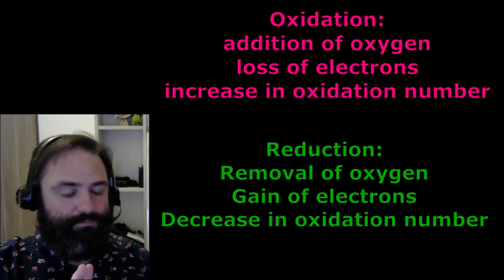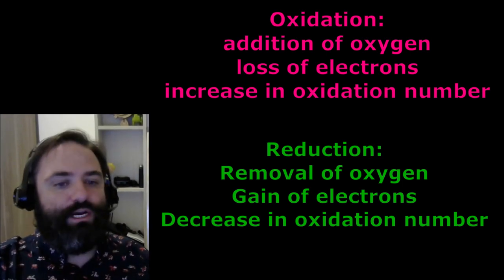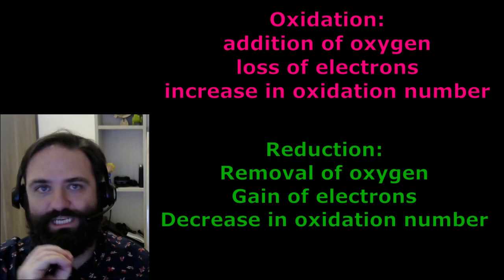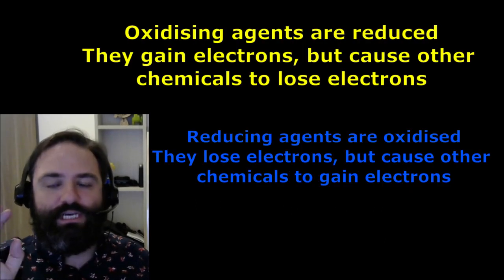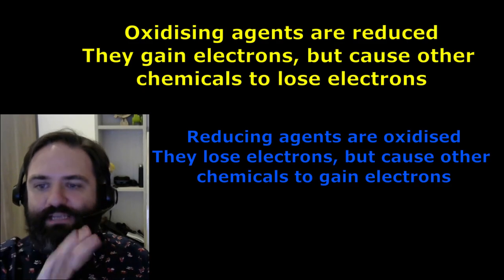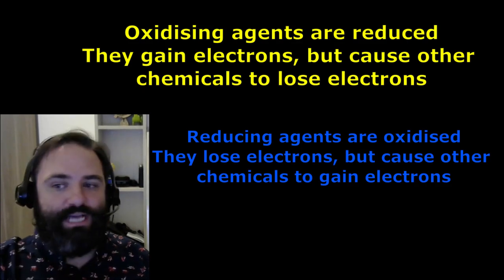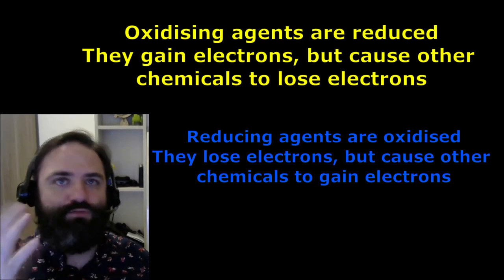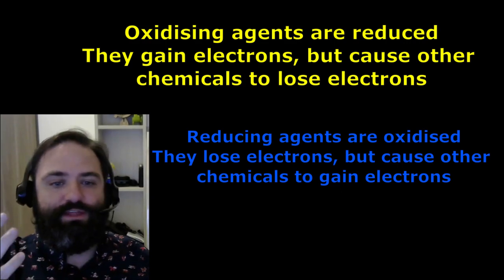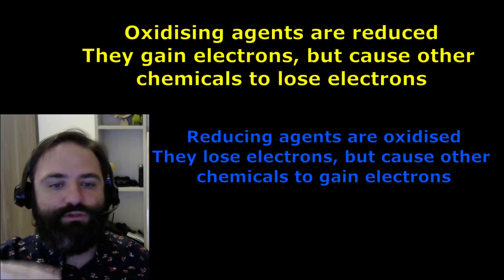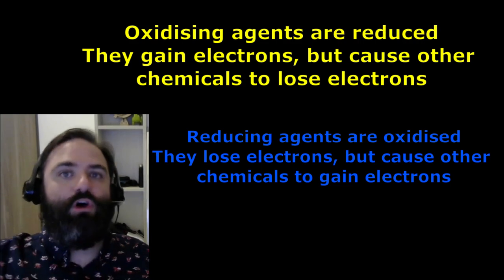One final thing. Chemicals in a redox reaction can be reducing agents or oxidizing agents. Some people think these names are a little confusing because oxidizing agents can cause other things to be oxidized. Oxidizing agents are themselves reduced, whereas reducing agents cause other things to be reduced. Reducing agents are themselves oxidized.